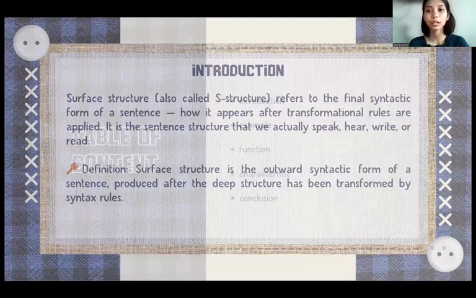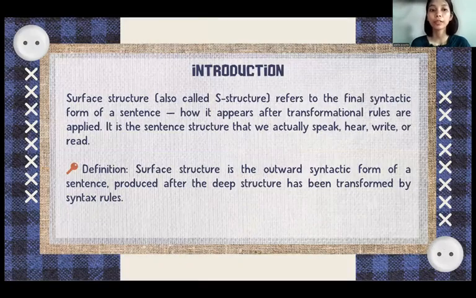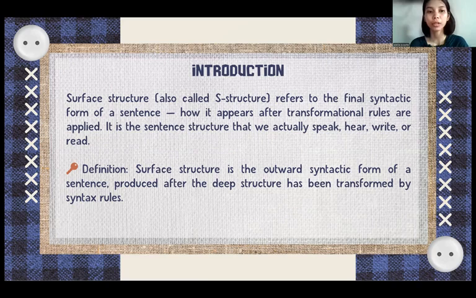So first we're going to talk about the introduction. What is surface structure? Surface structure refers to the final syntactic form of a sentence, which appears after transformational rules are applied. It is the sentence structure that we actually speak, hear, or read. The definition of surface structure is the outward syntactic form of a sentence, produced after the deep structure has been transformed by syntax rules.